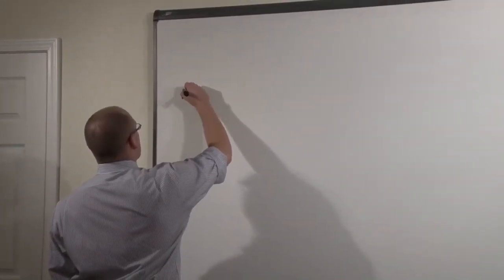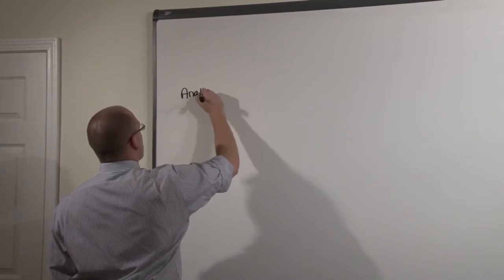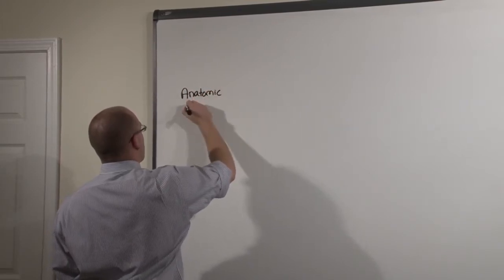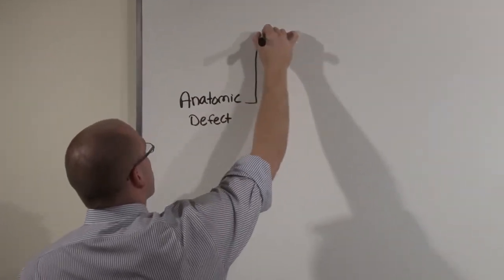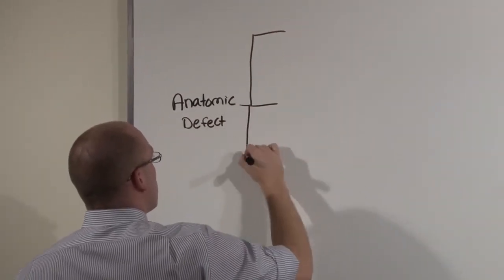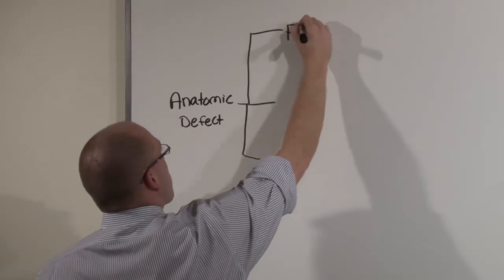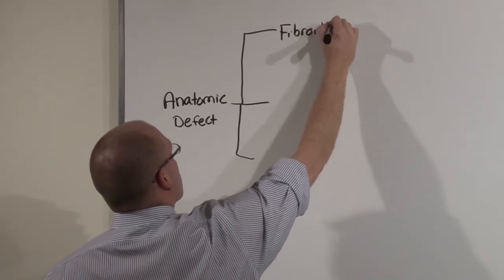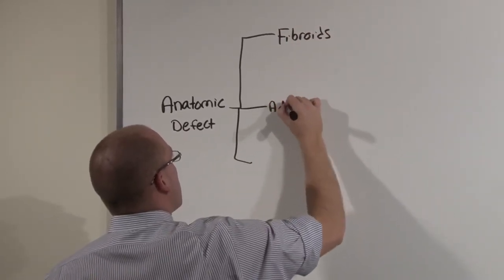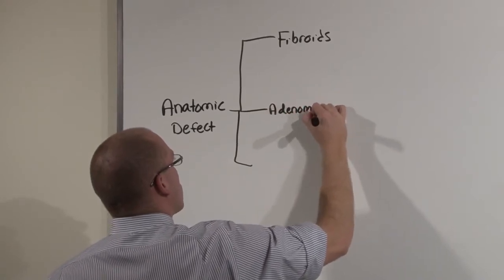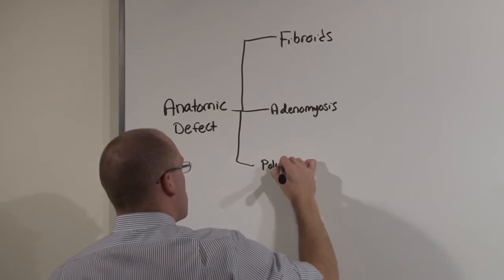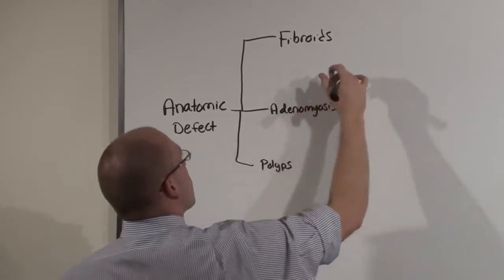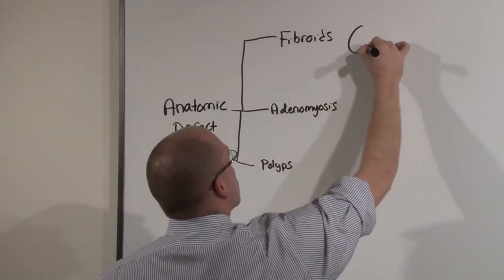She's going to have some sort of anatomical defect, of which there are really three major forms. Fibroids, which we're going to spend the most time on, adenomyosis, and polyps.